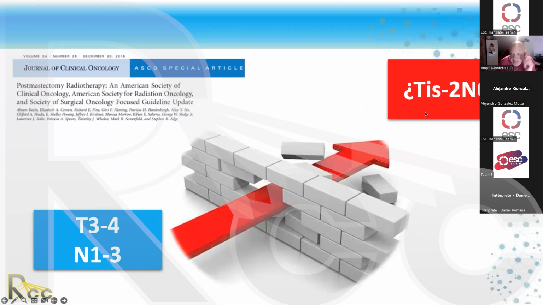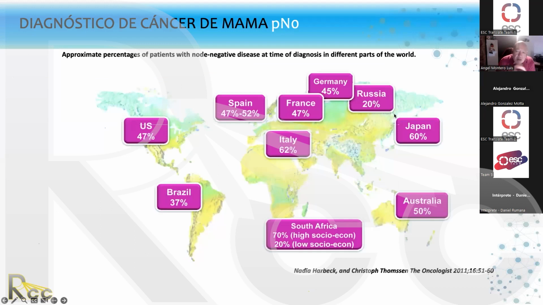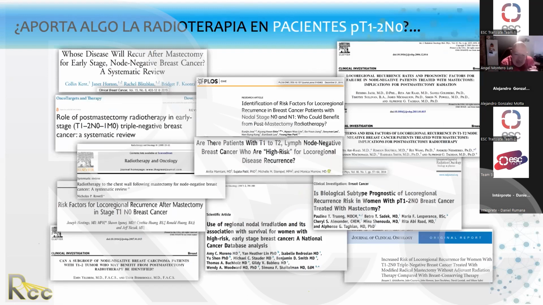But now we are looking at early tumors. Is there a group of early tumors where we should consider irradiation post-mastectomy? When we talk about early tumors, we talk about a large amount of tumors that are diagnosed, like pN0, that are around 50%. So there are not few patients diagnosed in early stages. And when we look at the evidence, what's written about irradiation post-mastectomy in patients with early tumors, T1 and T2 and N0.